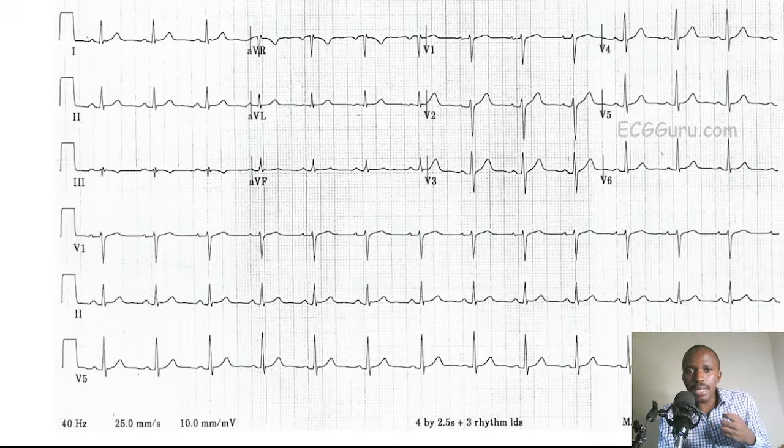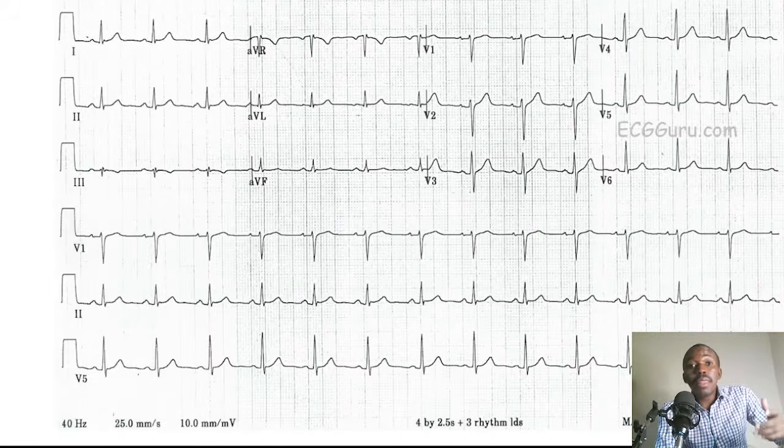Here we have to do counting. We look at the big boxes and the small boxes. So you count the number of big boxes between the RR complexes. Then you divide 300 by the number of big boxes. Get me right: 300 divided by the number of big boxes. I don't know if you can see the lines on your screen, but this is one big box. One big box is equal to 5 small boxes. So you count the big boxes between the R waves, and 300 divided by that is your rate.